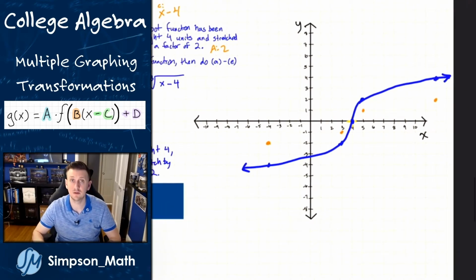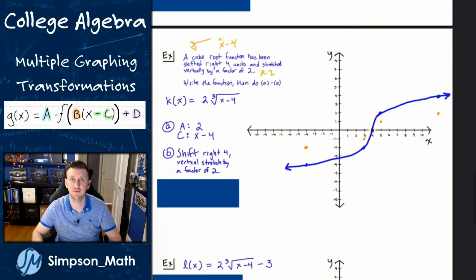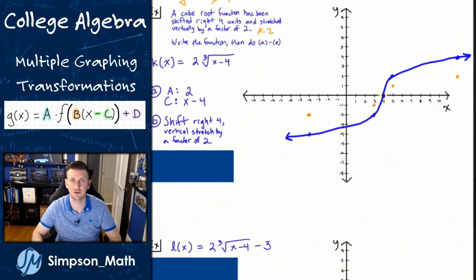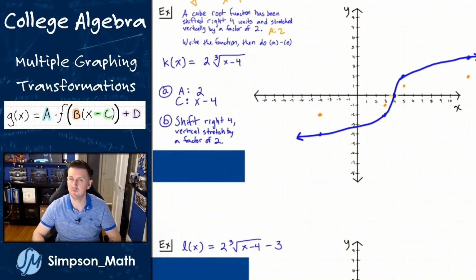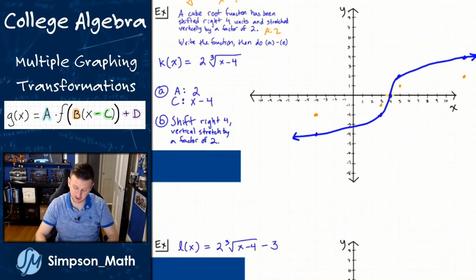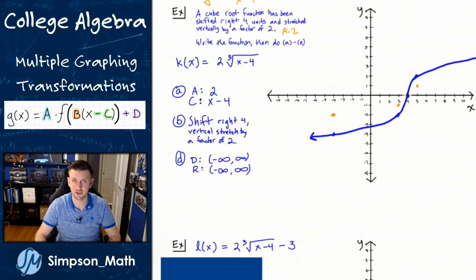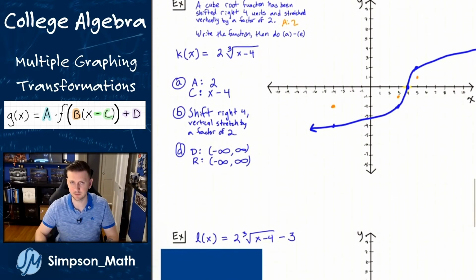All right. So looking at this, that is the cube root function that has been shifted to the right 4 units and a vertical stretch by a factor of 2. Cube root function doesn't have any domain or range restriction. It's just going to go forever and ever in all directions. And so I'm doing interval notation, negative infinity to positive infinity. All right, let's take a look at the next one.